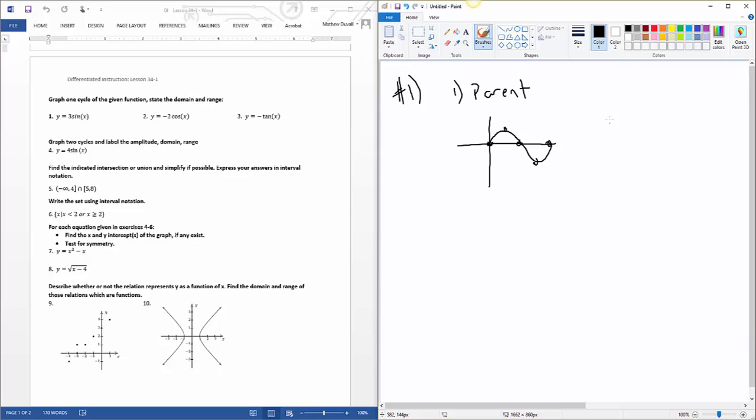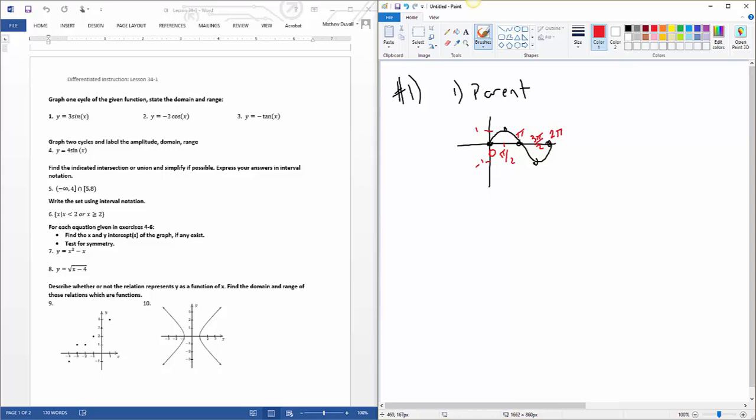Now, from that parent graph, I have to know what the important values are. And so I know that the standard amplitude is obviously 1, so the distance there is 1. And then these values, that's going to be 0, pi halves, pi, 3 pi halves, and 2 pi. Now remember, I said that those values can change, but for right now, we just need to focus on what those values are.